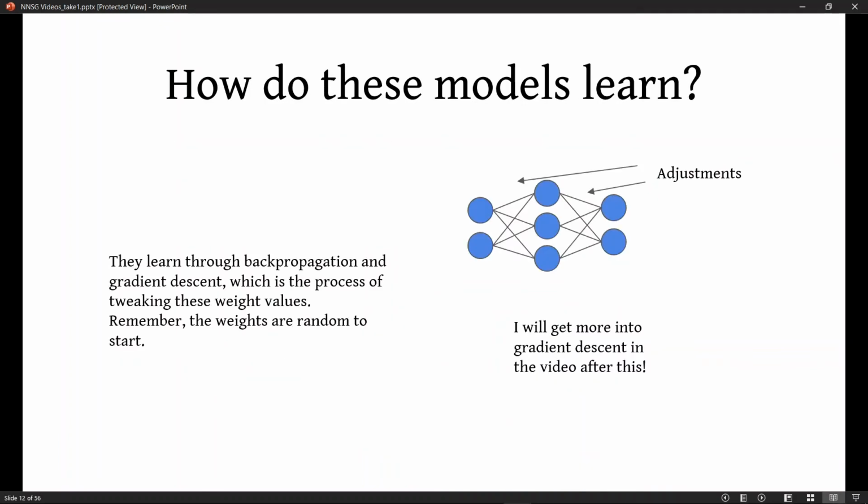Okay, and then the question arises, how do these neural networks learn? So this is where it gets a little bit more complex, but not really. Basically, you construct a function with loss on the y-axis and every possible weight on the x-axis. And your goal is to find the weight value that minimizes the loss. And this is called gradient descent.